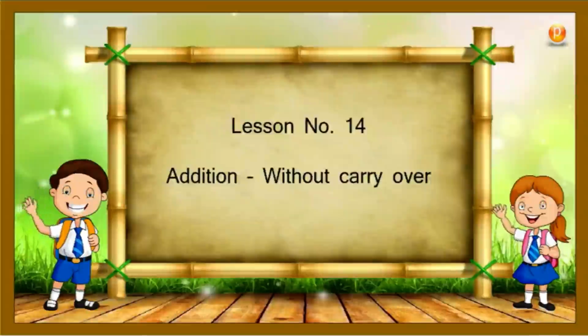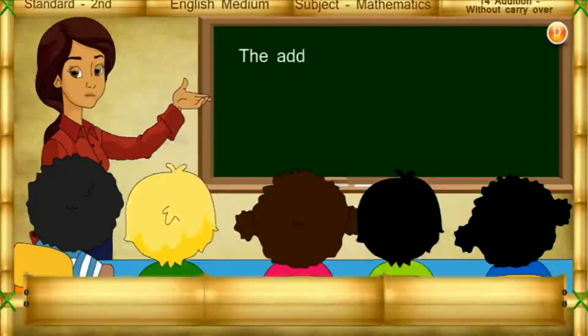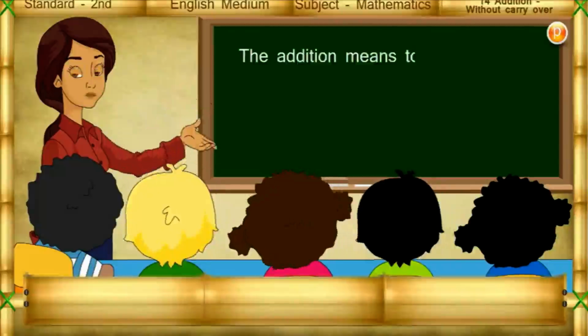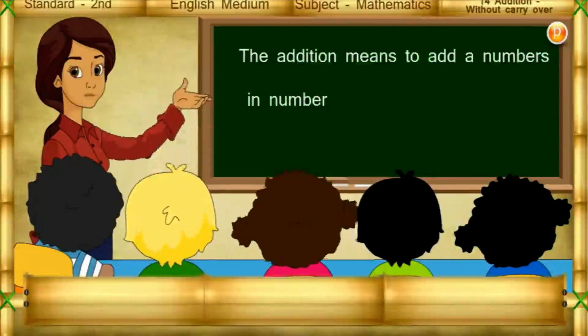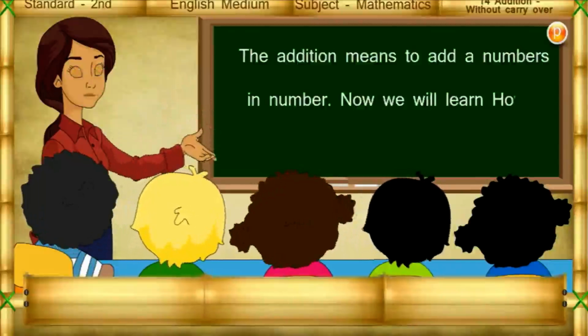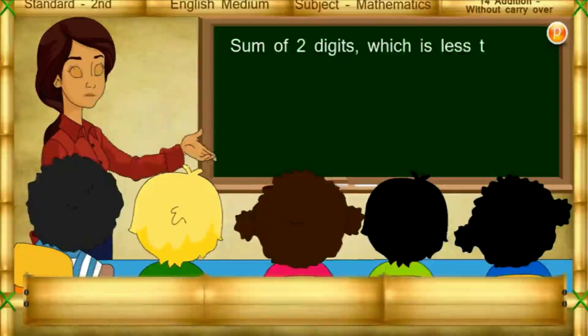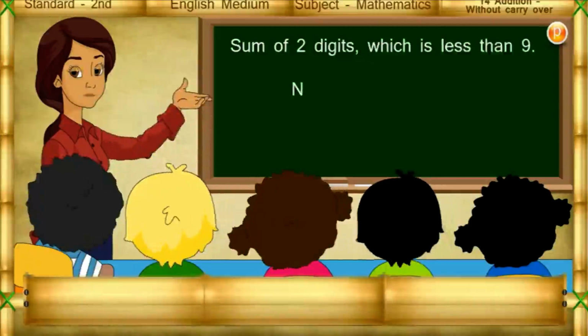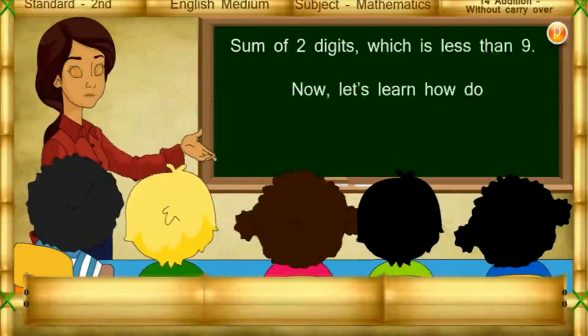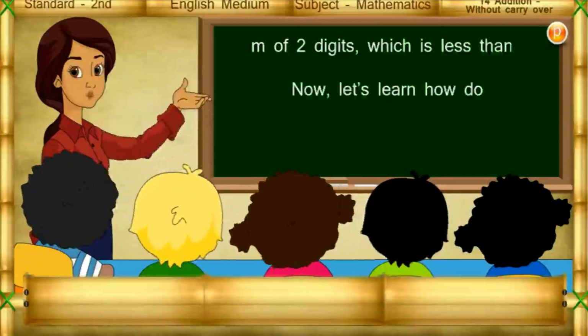14. Addition without carryover. Addition means to add numbers. Now we'll learn how to sum without carryover, the sum of two digits which is less than 9. Now let's learn from this example.